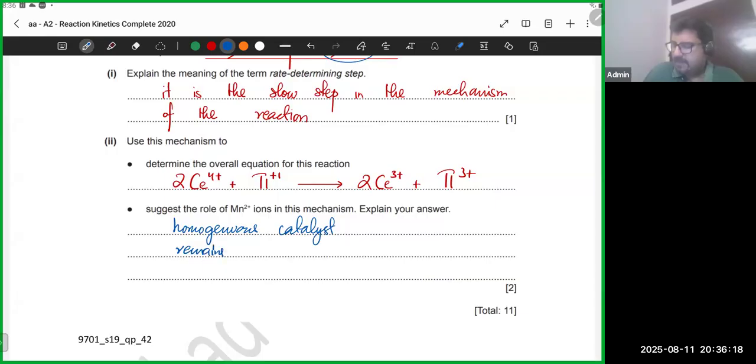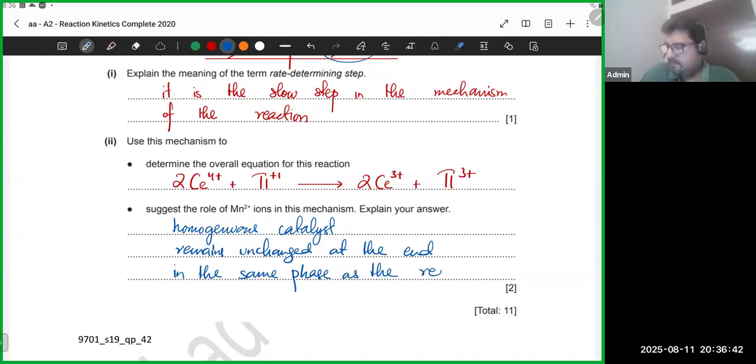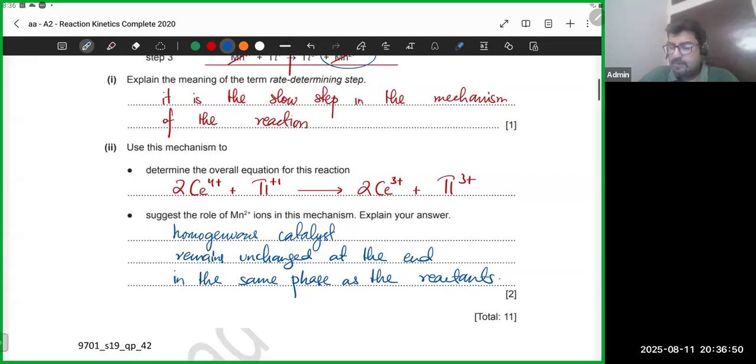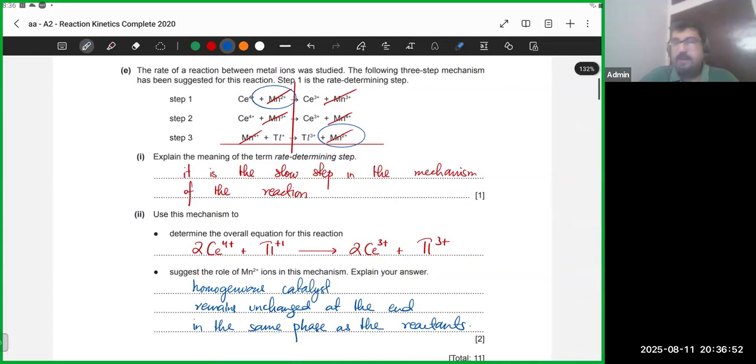It remains unchanged at the end of the reaction. So it kind of provides an alternate path, and it is in the same phase as the other ions, as the reactants. So the Mn2+ remains unchanged at the end.